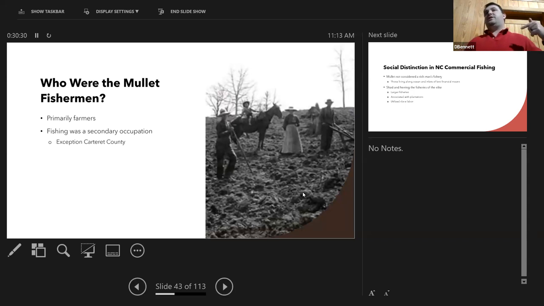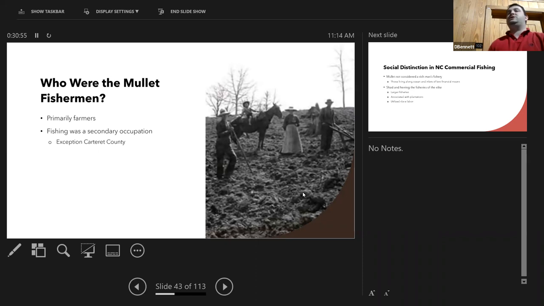So while these guys have their crops planted and they're waiting to conduct a harvest, or they might've just conducted a harvest and they need employment year round and they need a food source year round, they go and work at these fishing camps for that. And so for many of these guys, fishing is a secondary occupation.